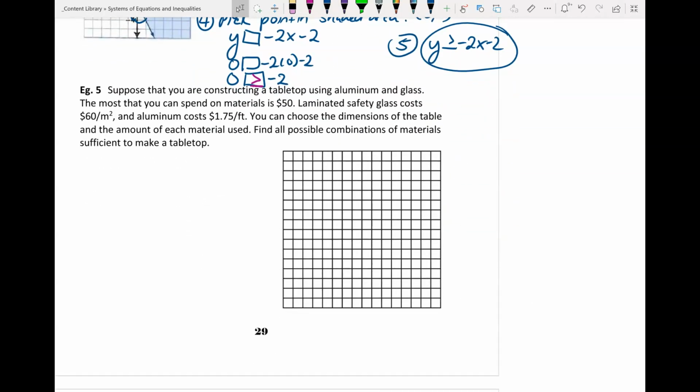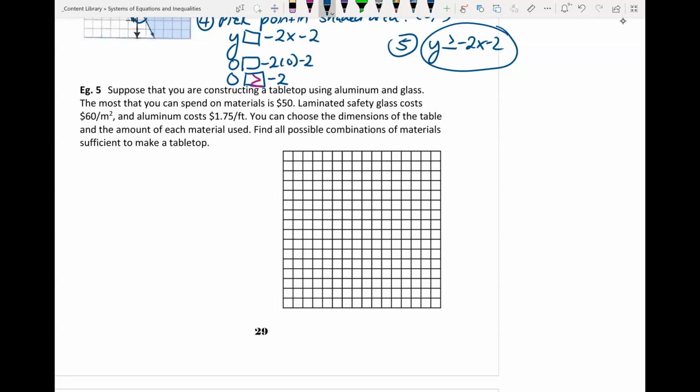The last question here. Suppose we're constructing a tabletop using aluminum and glass. The most we can spend is $50. Laminated safety glass costs $60 for each meter squared, and aluminum costs $1.75 per foot. We want to choose the dimensions of the table, and we can also choose the amount of material used. We want to find all possible combinations of materials that could make this tabletop.